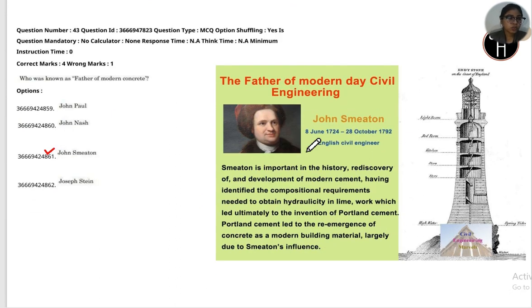Next question is, who was known as the father of Indian concrete? So the father of Indian concrete is John Cementon. This is the image of John Cementon. He is the father of modern concrete.